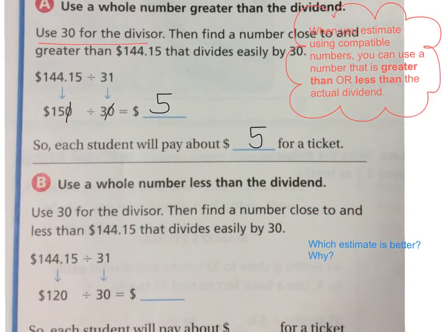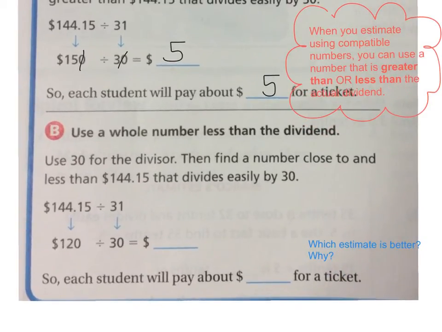Now, what if we use a whole number less than the dividend? We're still going to use 30 for the divisor, but 120 is also pretty close to 144, and it also is compatible with the divisor of 30. So what's 120 divided by 30? Adam? 4. So in this case, if we use a whole number less than the dividend, each student would have to pay about $4 for a ticket.